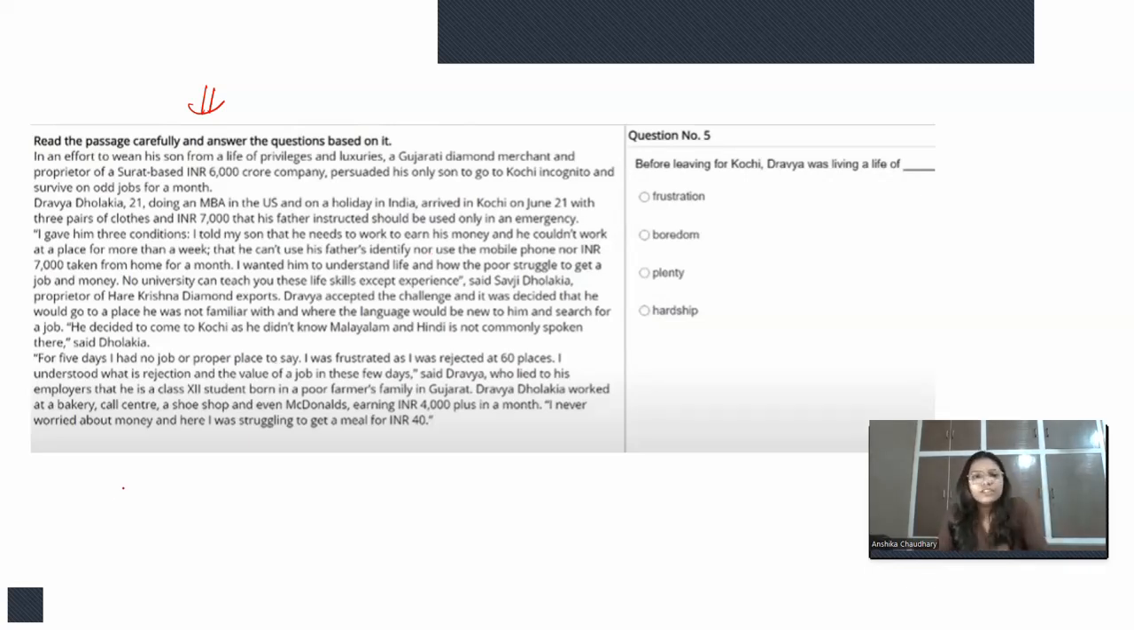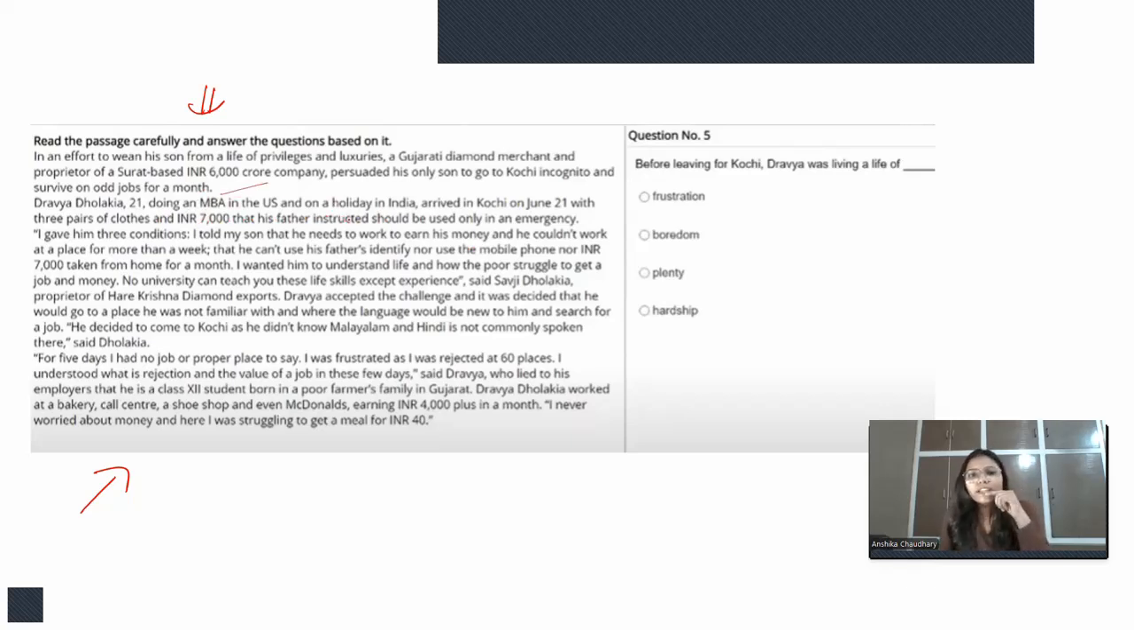So, this paragraph was asked, I guess, in 2022. This was asked in that exam. Now, in an effort to wean his son from a life of privileges and luxuries, a Gujarati diamond merchant and proprietor of a Surat based Indian rupees 6,000 crore company persuaded his only son to go to Kochi incognito and survive on odd jobs for a month.